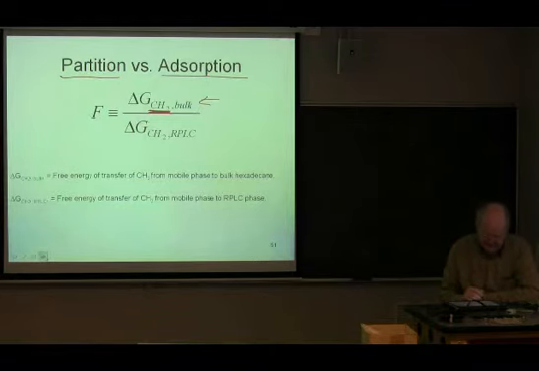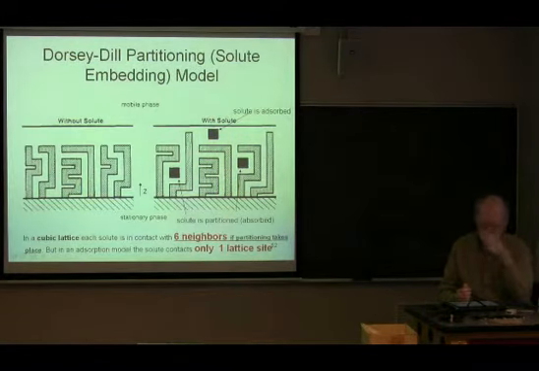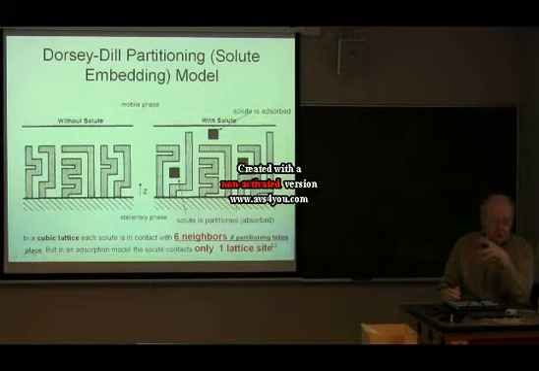So we're going to take that ratio. And according to the Dorsey-Dill cubic lattice model, which is a very crude model, if the reverse phase process in the real reverse phase is the same as the bulk process, the ratio of free energy is going to be close to 1. But if it's an adsorption process, the bulk free energy relative to the reverse phase process is going to be about 6 times bigger.